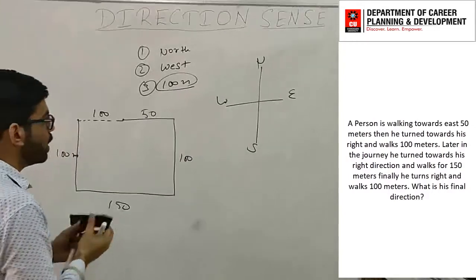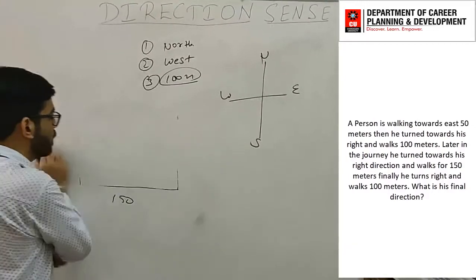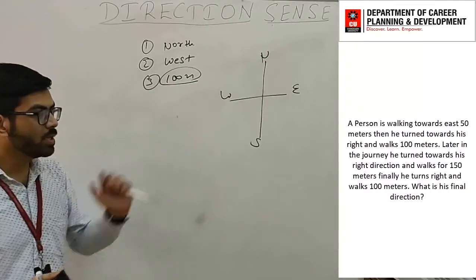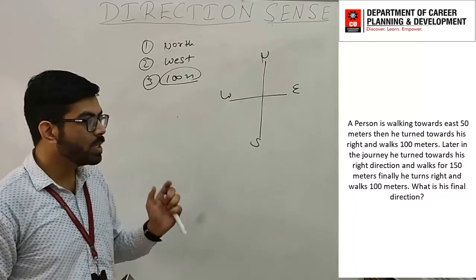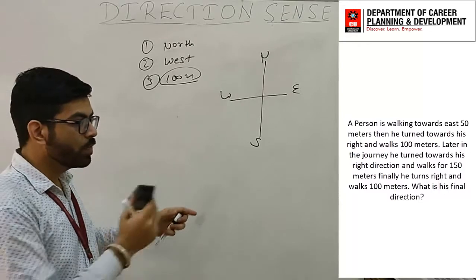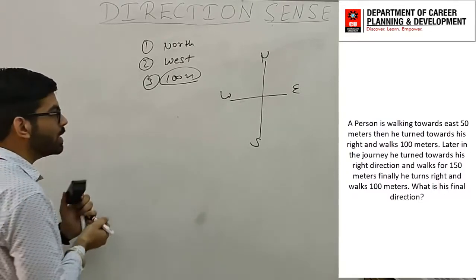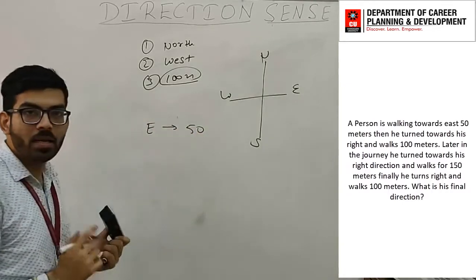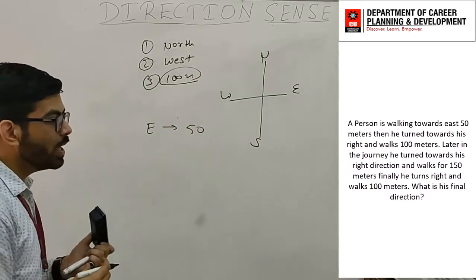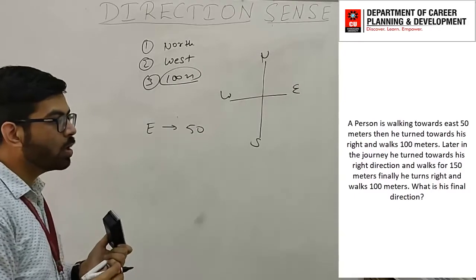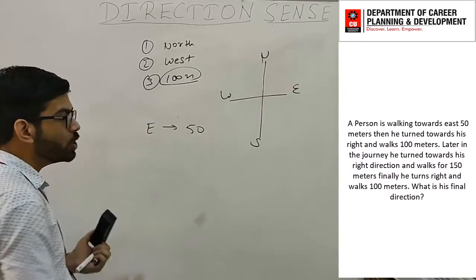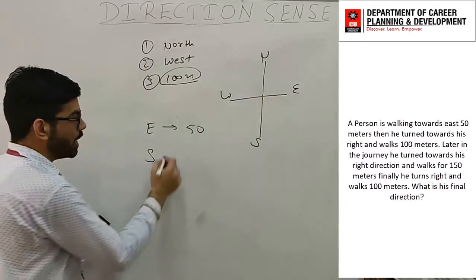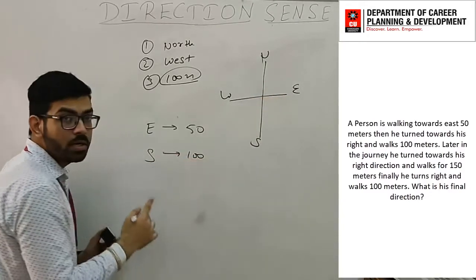Let's see the different types, how to solve this in a different way. Okay, for that just analyze the thing. The statement number one has said, a person is walking towards east 50 meters. So the first part is east, distance is 50 meters. Second part, then he turns toward his right and walks 100 meters. So the right of east comes out to be south, and the distance was 100 meters.